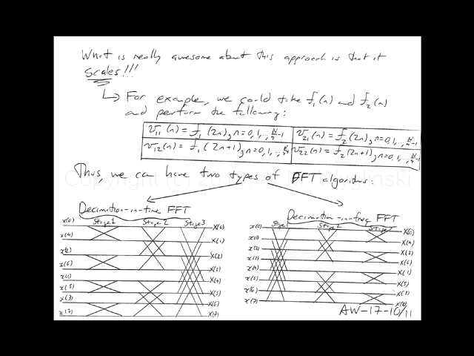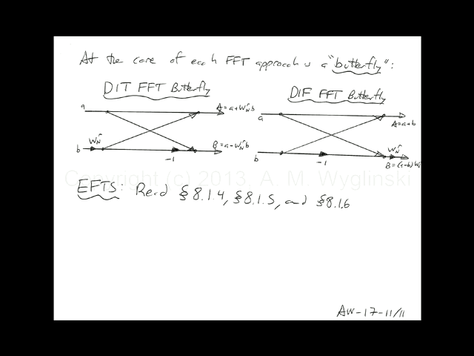And there are two different types of structures. So people talk about DIF and DIT, decimation in frequency and decimation in time. And they both yield frequency outputs. So you might say, what does that DFT butterfly look like? It looks like this. This is what a DFT butterfly looks like if you do decimation in time or decimation in frequency.